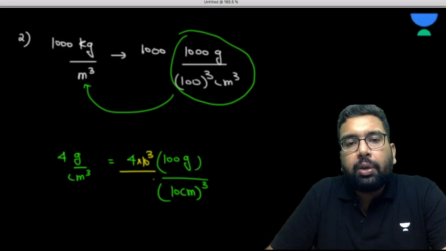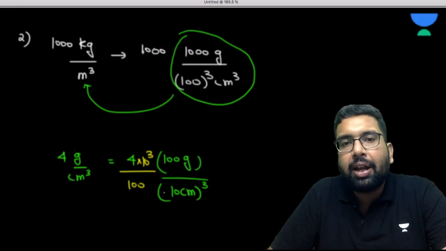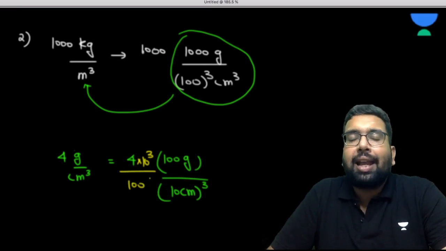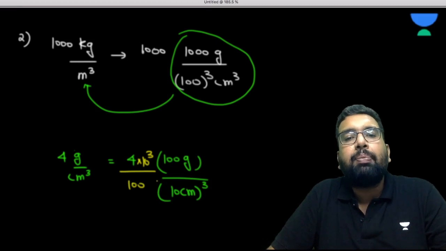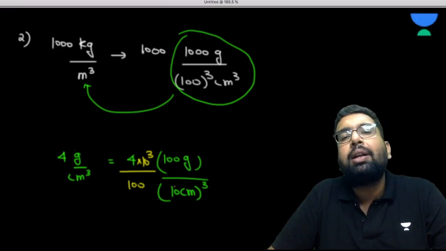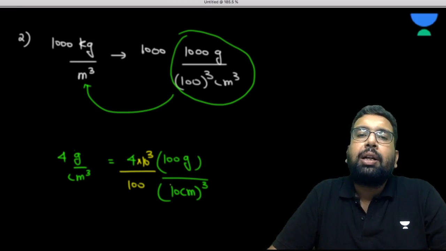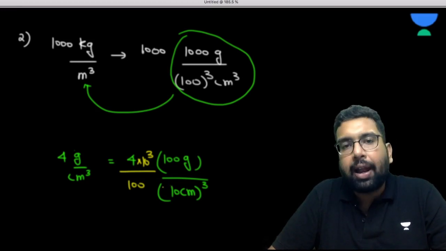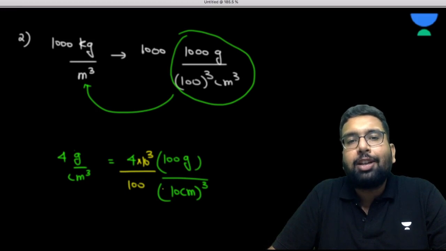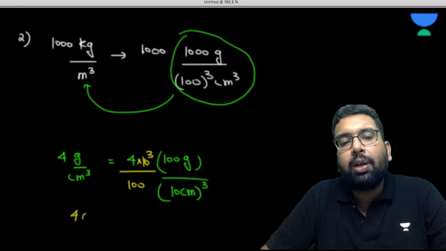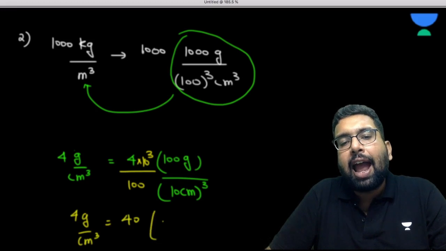So this is 4 into 10 to the power 3. This is 100, so can I divide it by 100? Yes, sir, you can divide it by 100. Now, in any equation, if I multiply by 10 to the power 3 and divide by 10 to the power 3, or multiply by 100 and divide by 100, the expression remains unchanged. So we have 4 gram per centimeter cube. From here, can I write 10 to the power 3 upon 100? So it is going to become 40. And this is 100 gram per 10 centimeter cube.